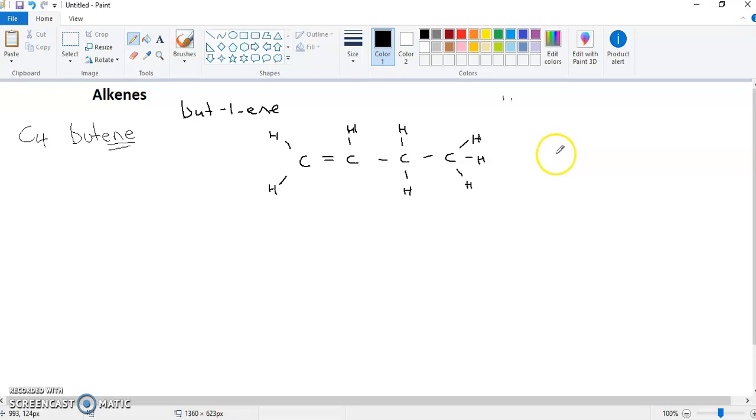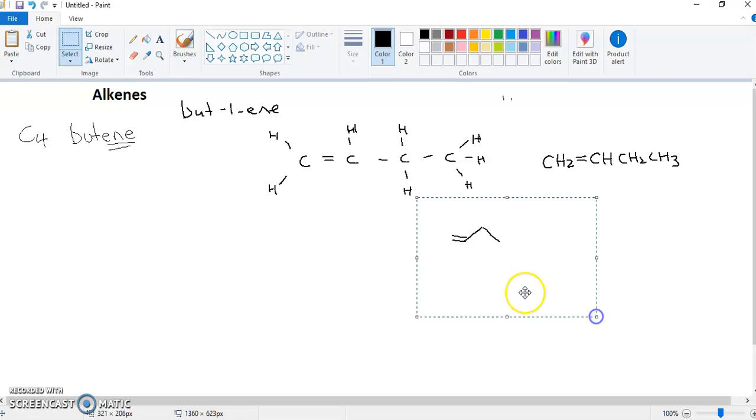And in a semi-structural formula, this would be CH2. Do they show the double bond? I believe they do. CH like that, and then CH2, and then CH3 like that. And so there's a couple of different formats for it there. And methane, ethane, propane, butane, yes, and to draw it in stick form, it would look like this, like that. But we're not going to worry about that with this one. It's there if you're interested.